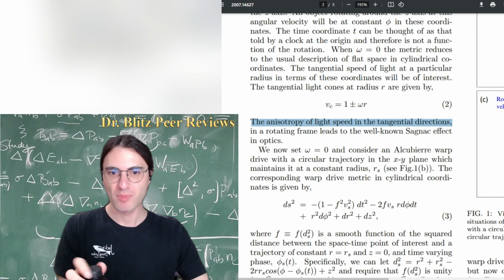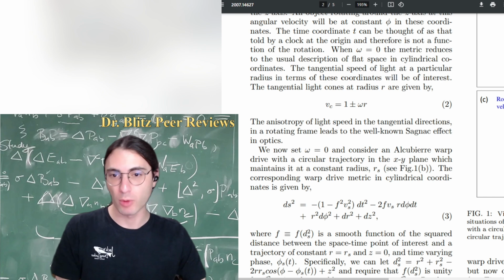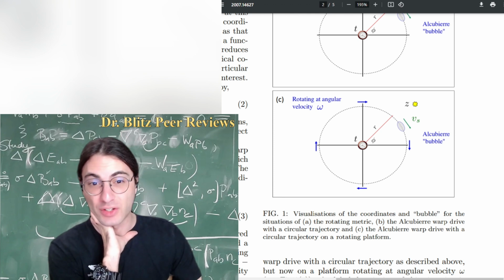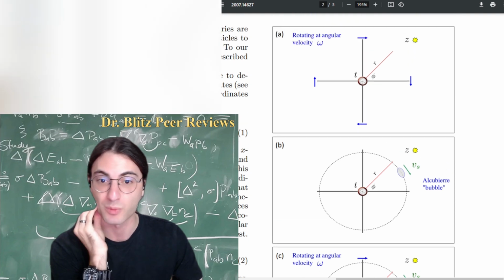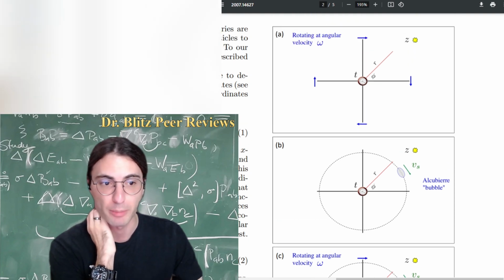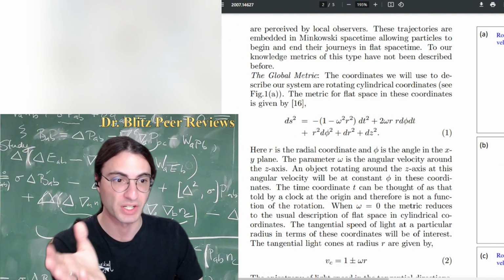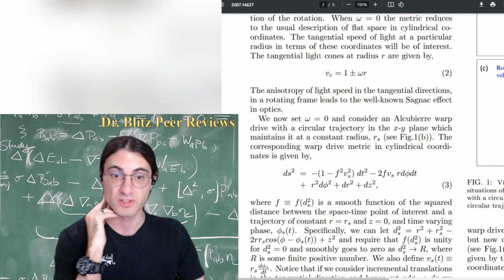We now set omega equals 0, so they're going to imagine that it's not rotating, and consider an Alcubierre warp drive with a circular trajectory in the xy plane, which maintains it at a constant radius, r sub s. Let's go look at figure 1b. So here, what they're imagining is you have an Alcubierre bubble that's going in a circle. The reference frame is fixed. However, the Alcubierre bubble is moving in a circle, potentially faster than light, in the cylindrical coordinate system.